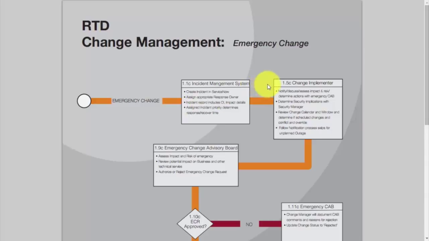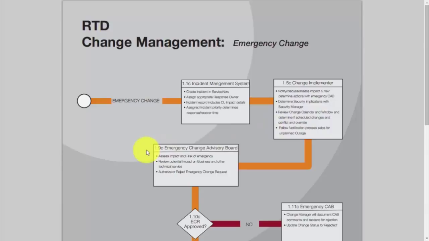We move right from there to the steps with the change implementer. The change implementer would need to notify, discuss, assess impact and risk, and determine actions with an emergency change advisory board. Also to determine the security implications with the security manager, review the change calendar and window, just to make sure that scheduled changes can happen, to look for any conflicts, and then override those conflicts due to the fact that this is an emergency change. You will follow the notification process steps for an unplanned outage.